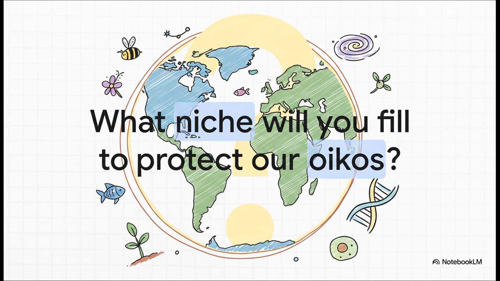Which really leaves us with this final thought. Knowing that our beautifully complex oikos, our natural home, is so remarkably delicate that it's just the skin of an apple floating in the vastness of space, what functional niche will you fill to maintain its balance?